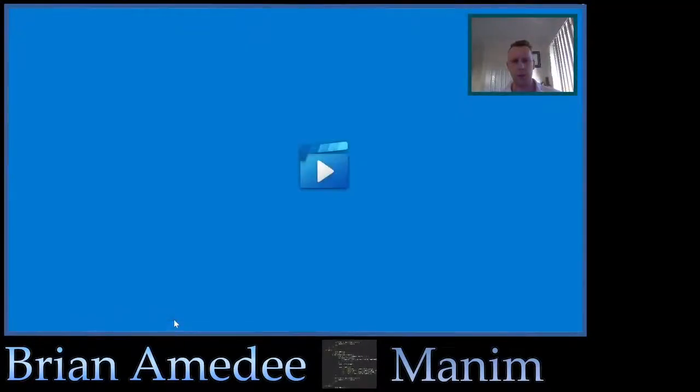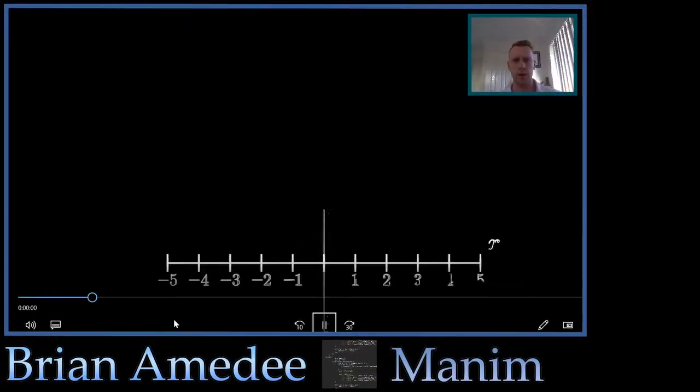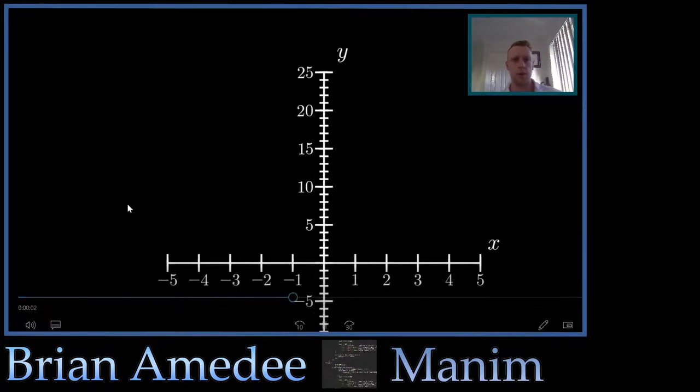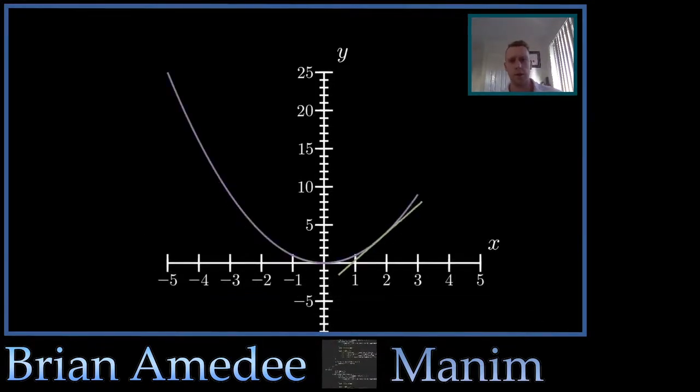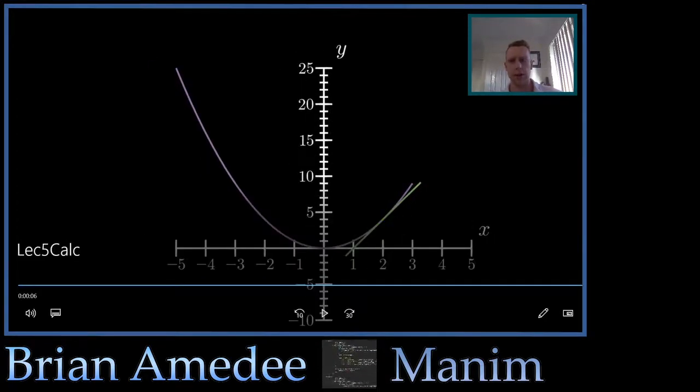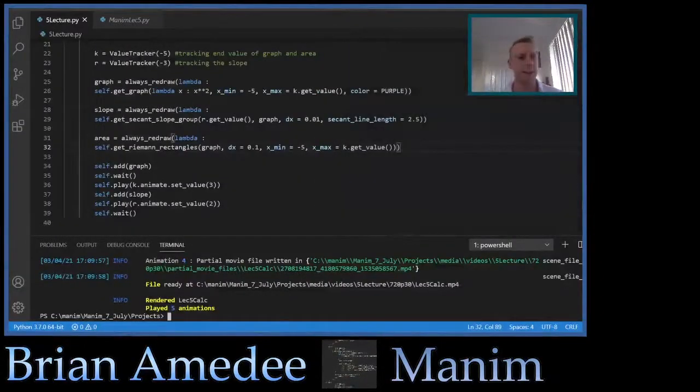So we see how that pops out. It should come up here. Sweet, plays along. Hey, what happened? Oh, because I didn't add the area. Add graph and add area. There you go.